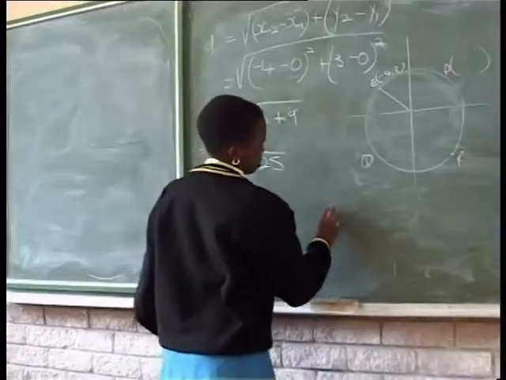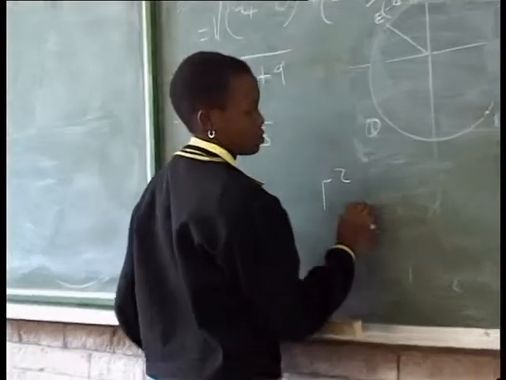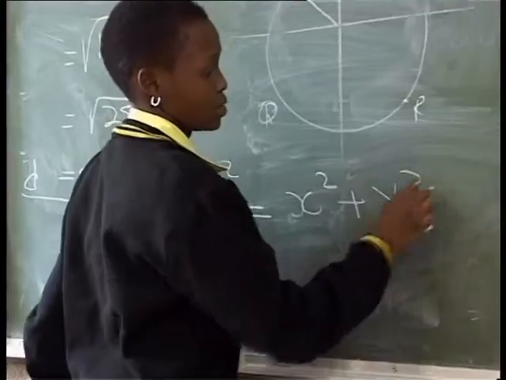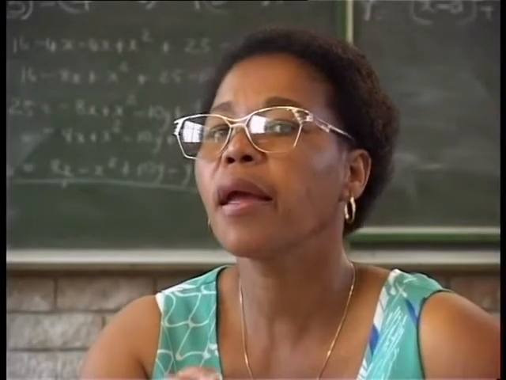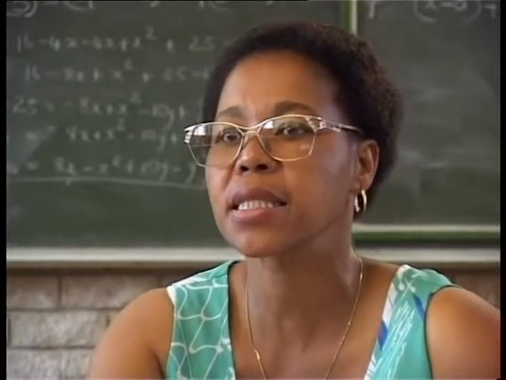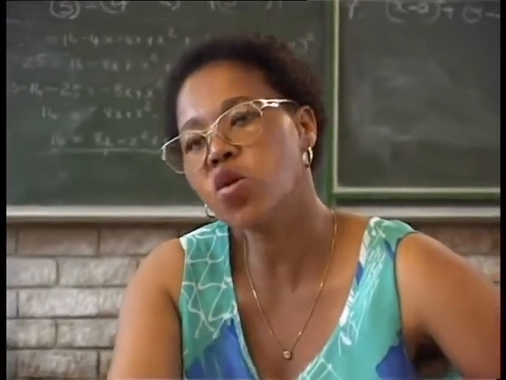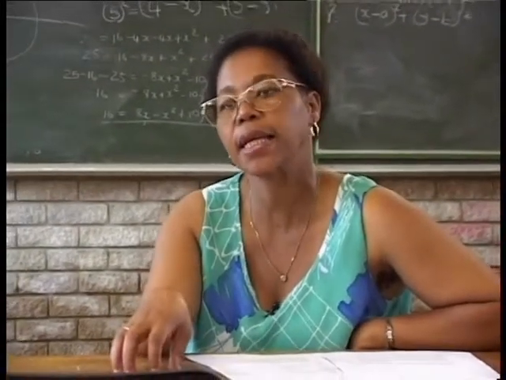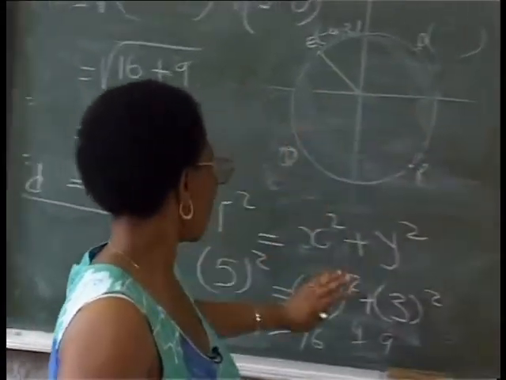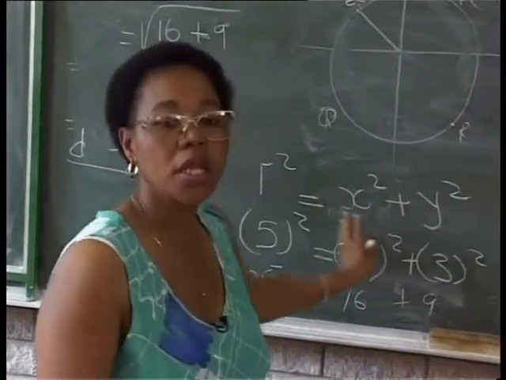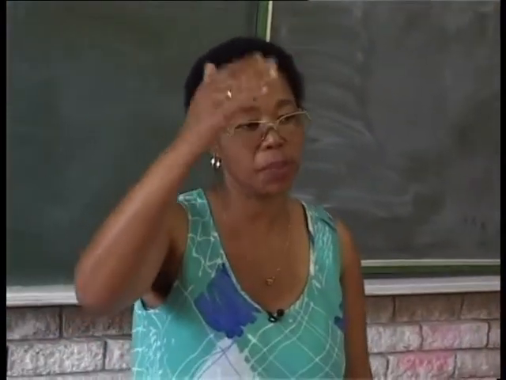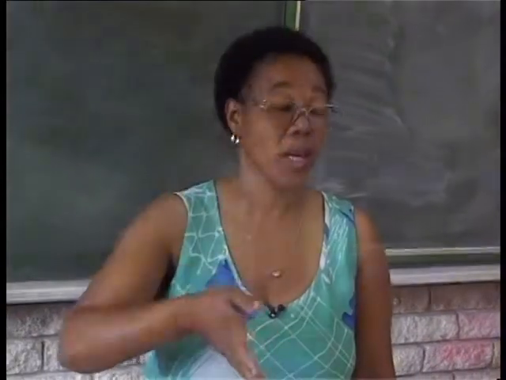Learners know from previous lessons that the formula for the equation of a circle with its center at the origin is r squared is equal to x squared plus y squared. They had to use the radius that has been calculated to determine the equation of that specific circle. In other words, the equation of the circle is x squared plus y squared is equal to 25. Or we can say x squared plus y squared is equal to 5 to the power 2, or 5 squared.